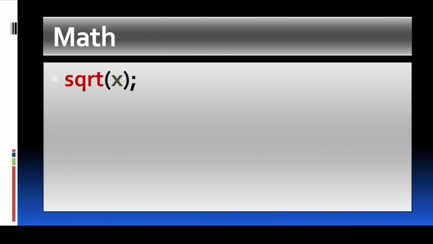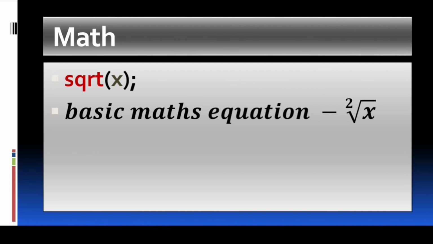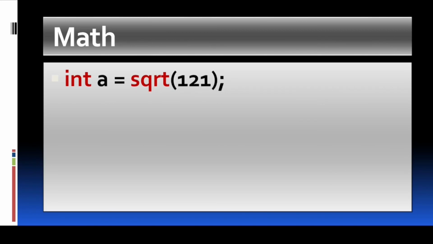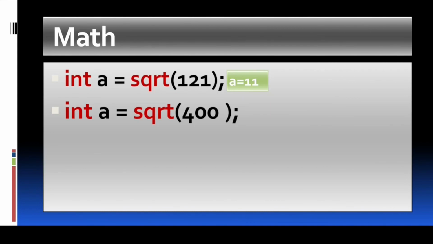Next is sqrt, that means square root. We can calculate the square root of x with this function. Here is the math equation. Here x is the number whose square root we want. Here is the example. Here the square root of 121 is 11. Here the square root of 400 is 20.